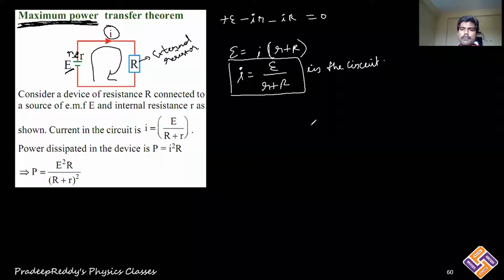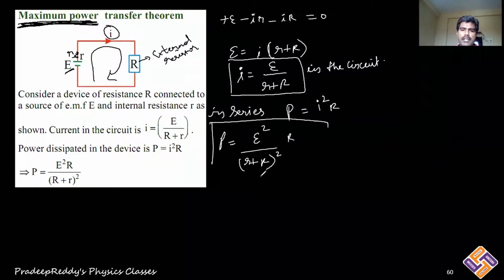And these components are connected in series, right? In series connection, power transferred P is equal to I squared R. We have learned this in the previous video lecture: P is equal to I squared R in series connection, and P is equal to V squared by R in parallel combination. So P is equal to I squared R. Take this I and substitute here. P is equal to I squared, that is E squared divided by small r plus capital R whole squared, into capital R, right? This is the power equation in the circuit.